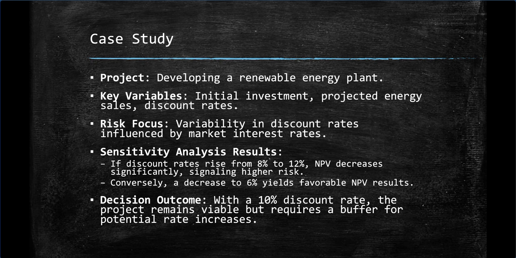Based on this analysis, we concluded that at a 10% discount rate, which was our base case scenario, the project still remains viable. However, it's crucial to factor in a risk buffer to account for potential increases in market interest rates, which could push the discount rate higher. This case study highlights how sensitivity analysis helps us understand the impact of variable changes like discount rates on project outcomes.